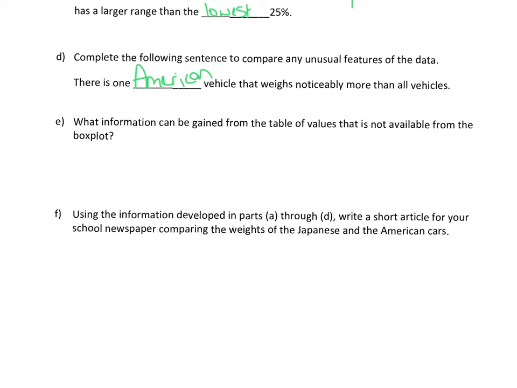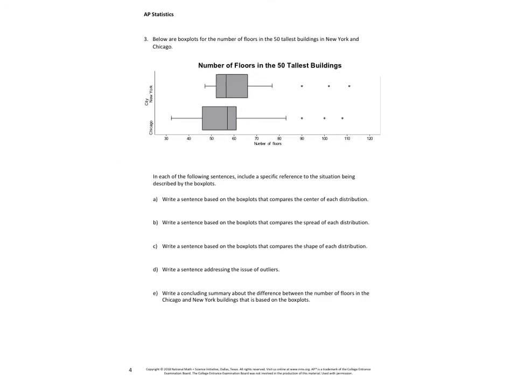And in letter E, what information can be gained from the table of values that is not available from the box plot? Take a second and think about it. Our sample response should have been that we can actually find the mean, the standard deviation, the 5-number summary, and the outliers. Now in letter F, using the information developed in parts A through D, write a short article for your school newspaper comparing the weights of the Japanese and American cars. You would just put all those statements together. Note we're going to try more.